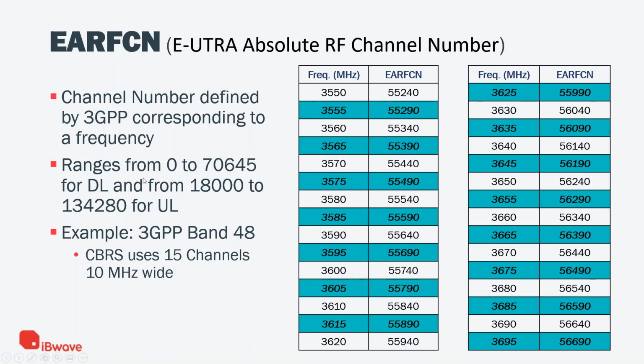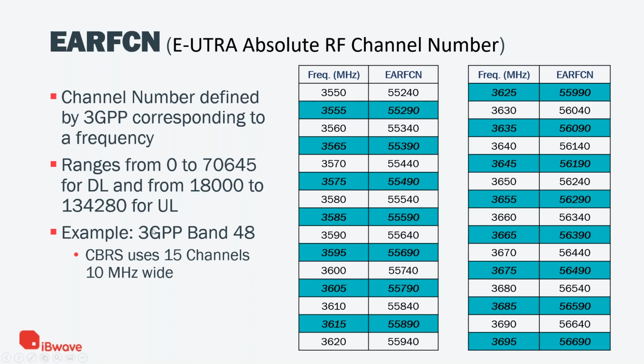They range from 0 to 70,645. Well, that's the last 3GPP specification. Maybe they will add more channels in the future, but the last time I checked, it was something like this. And that's for the downlink, and then for the uplink, you have from like 18,000 to like 134,000 and 280. It's just numbers that do not compare to Wi-Fi. There's just so many of them.